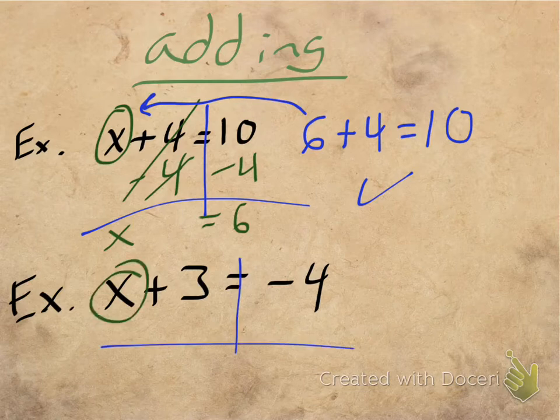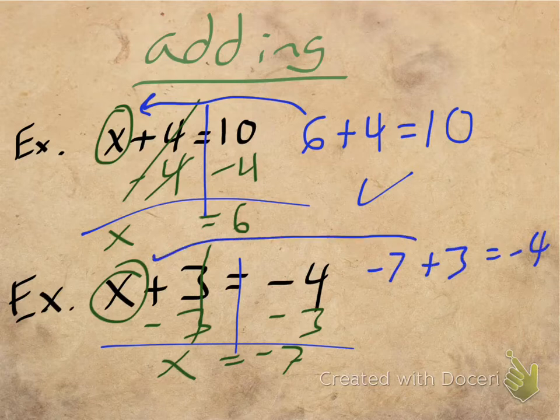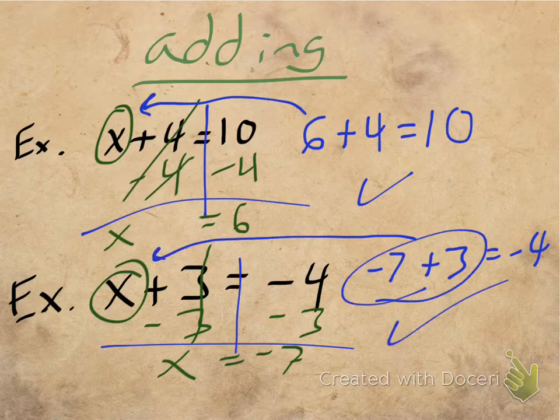Alright, here's my x plus 3, so I'm going to subtract 3 from both sides. 3 minus 3 is 0, cancels out. I get x equals negative 7. Let's check it out to make sure it works. Negative 7 plus 3 equals negative 4. See how I plug that in right there? Because it does, we're good.